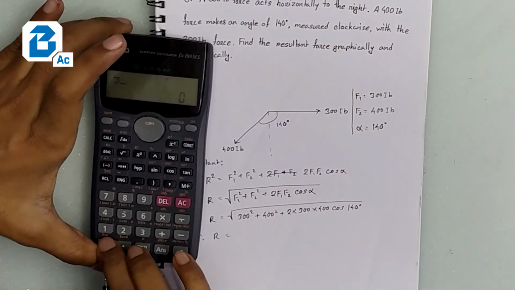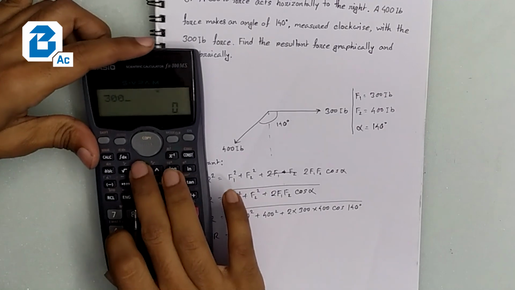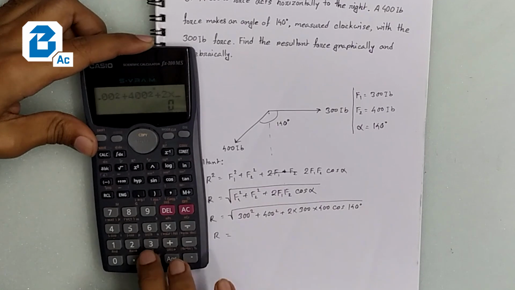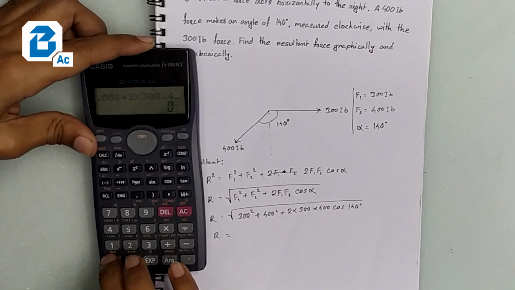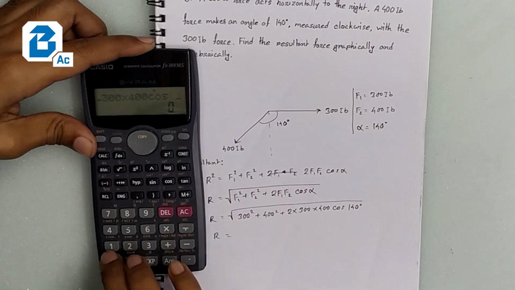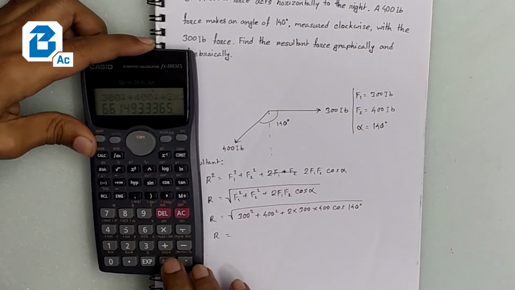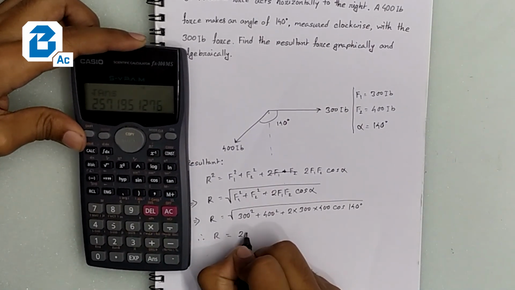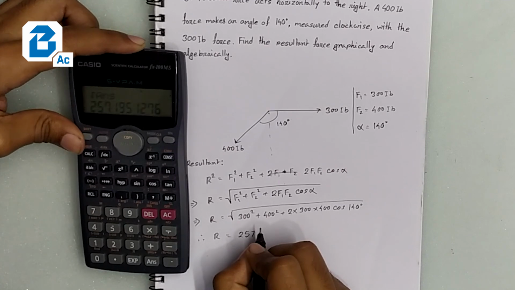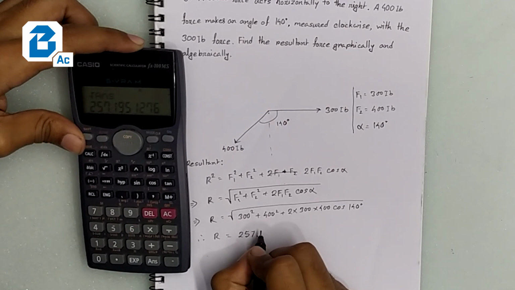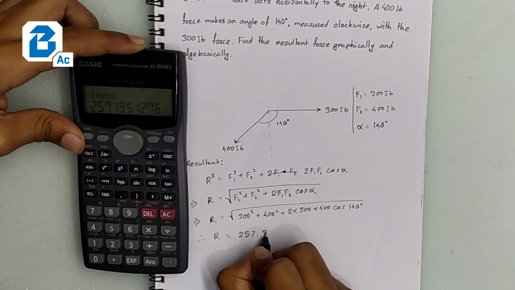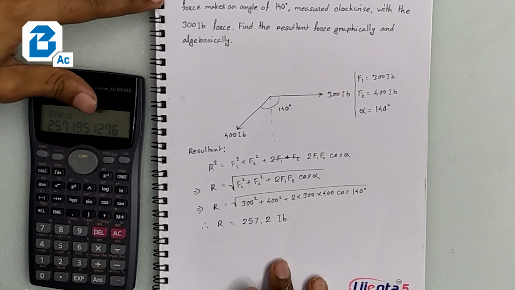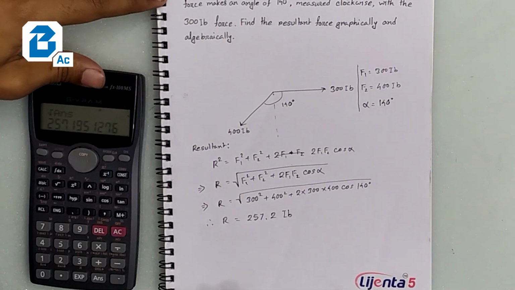Now we will have to calculate it. So let's start. 300 squared plus 400 squared plus 2 into 300 into 400 cos 140 degrees, and then we will take the square root of it and we get 257.195. So we will round it up and write 257.2. So this is the magnitude of the resultant. Now we will find the angle of it.